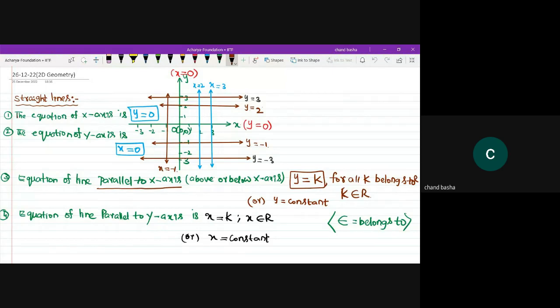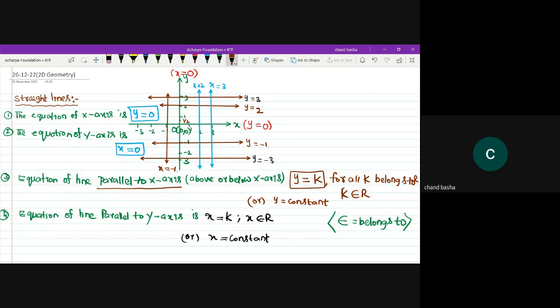If you observe the graph sheet, between 1 centimeter and 2 we have small lines, each 0.1 centimeters. You can even write decimal fractions also, like 1 by 2, 1 by 3. 1 by 2 means 0.5.